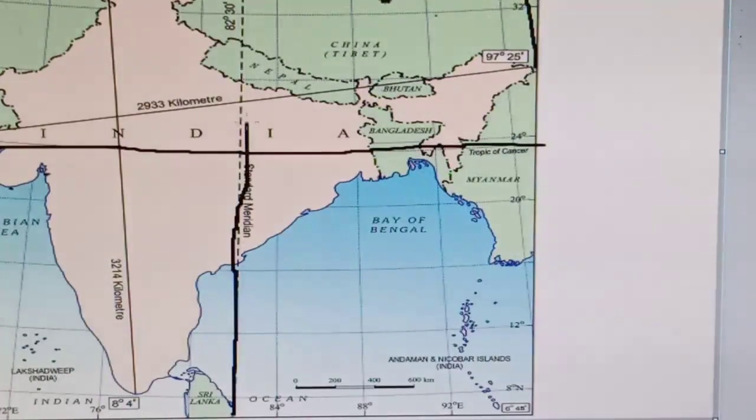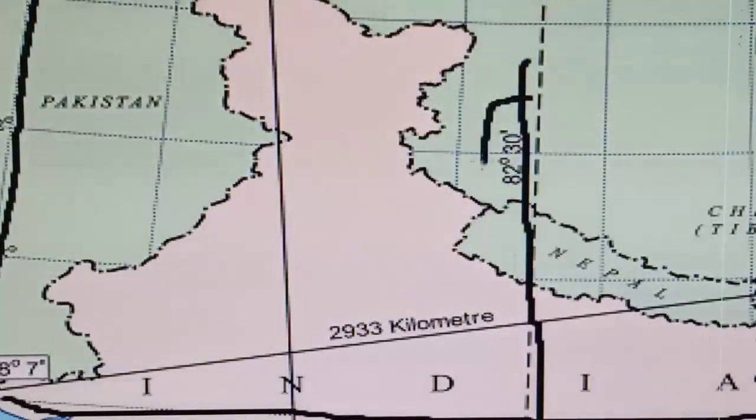UP straight line. It goes from UP, that is 82 degrees and 30 minutes east, right? And what is there? That is the Standard Meridian of India. We have taken this line for the time, Indian Standard Time, the common time for the whole country. It passes through Mirzapur, UP.